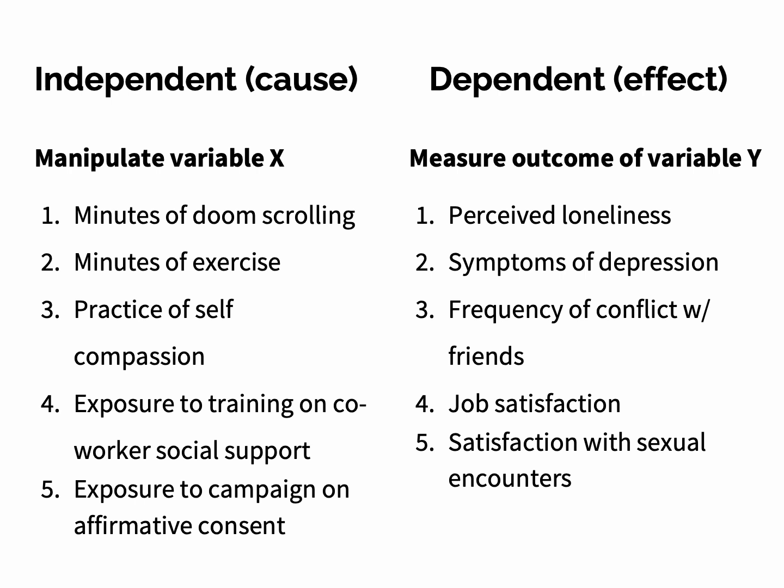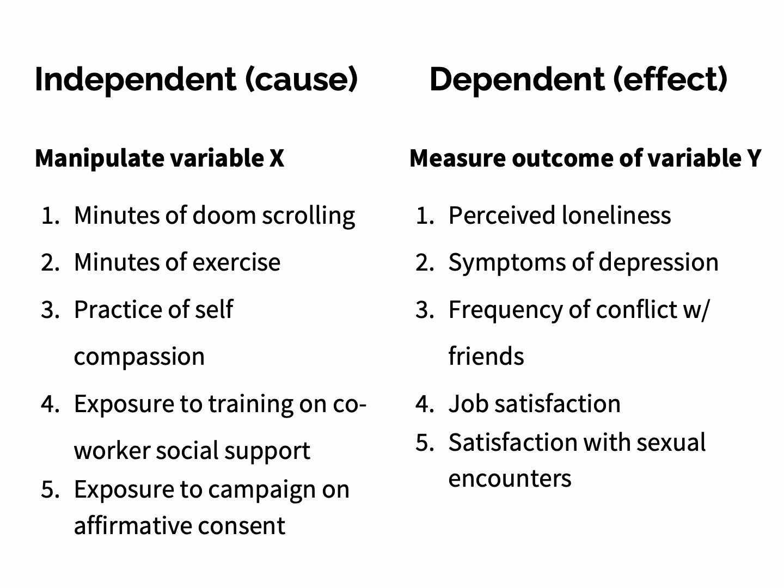Here are some examples. An independent variable is something you can control for or measure in order to say that it either causes or correlates with something else. So you could say, for example, the number of minutes that people spend doom scrolling every day, and then we're going to measure perceived loneliness. Like, do you feel like you're lonely? Do you feel like you have enough social connection?